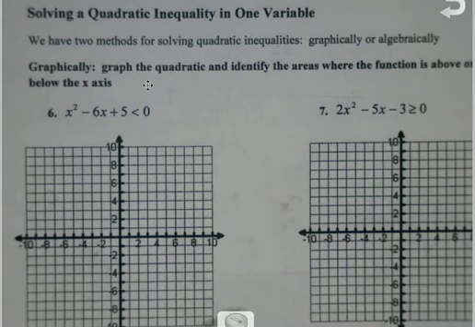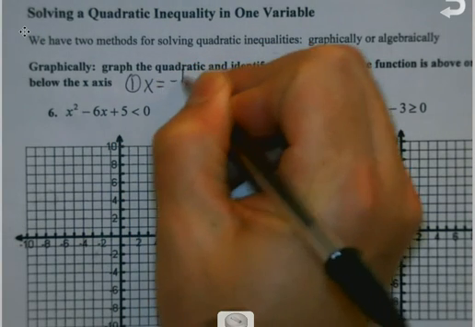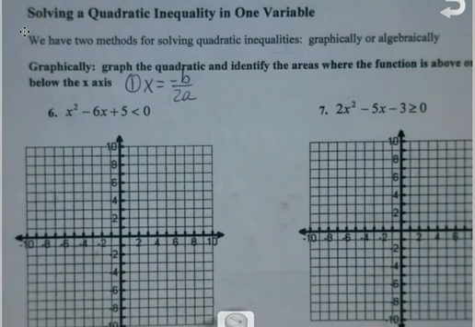Okay, so we're going to graph them. We're going to figure out where the function is above or below the x-axis. I'll explain what that means in a minute with the interval notation. When we get to these, there's going to be 2 steps to getting them done. I'm going to have to do the x equals negative b over 2a. It's not going to be an option at this point.